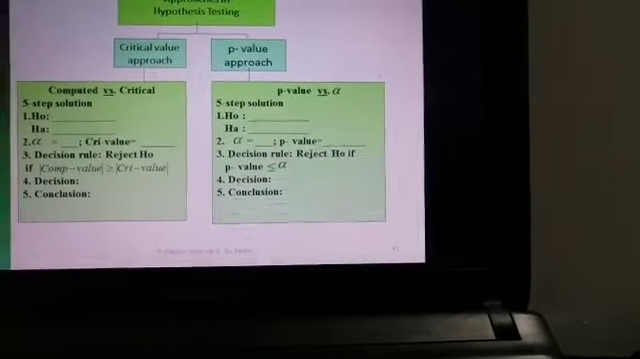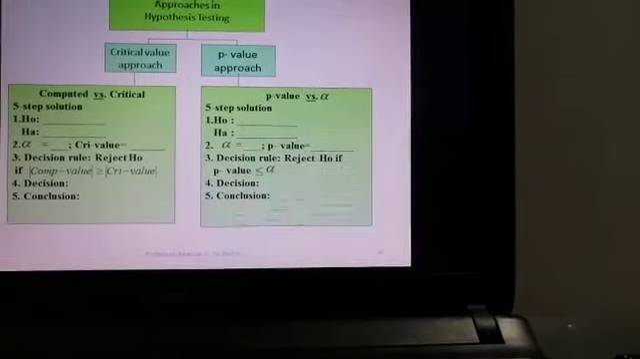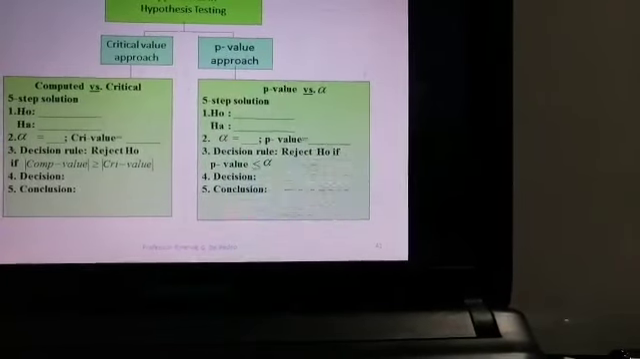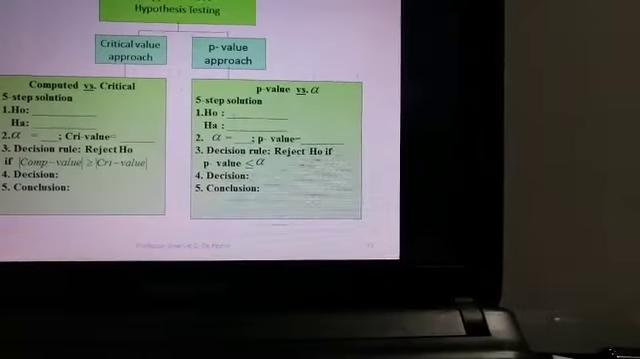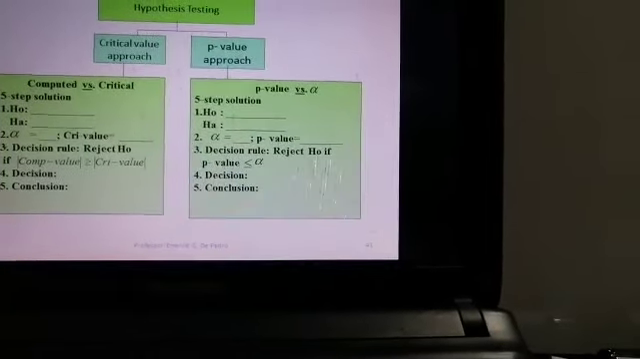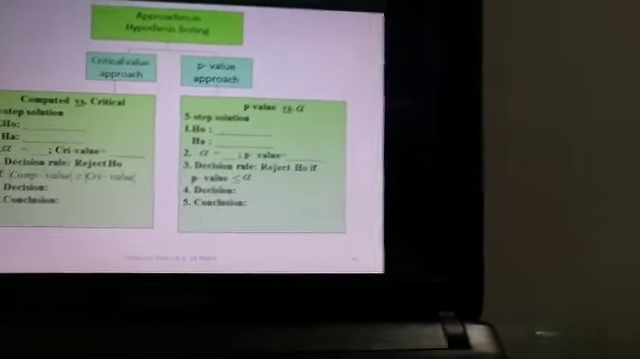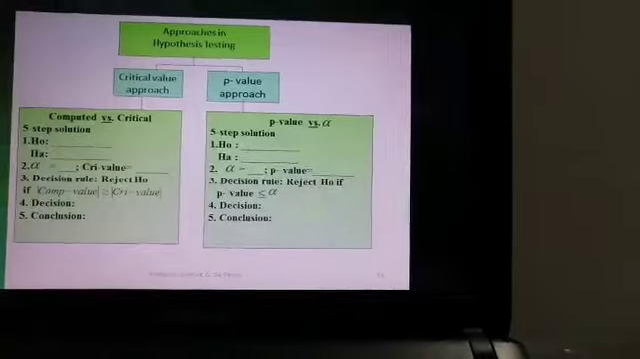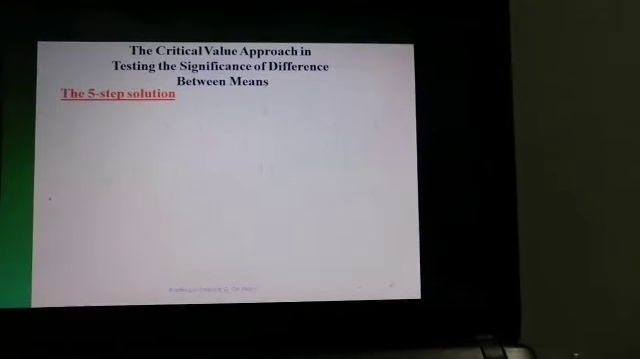And the decision is based on your computation for the critical value approach, while in the p-value approach, it is based on the p-value and the alpha you had in number 3. And then the conclusion for both will be based on your decision from number 4.